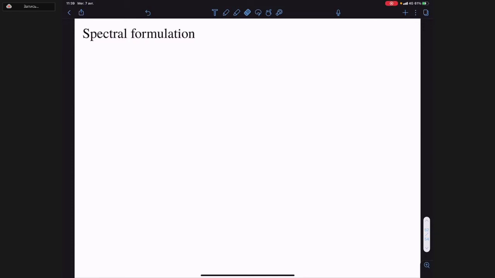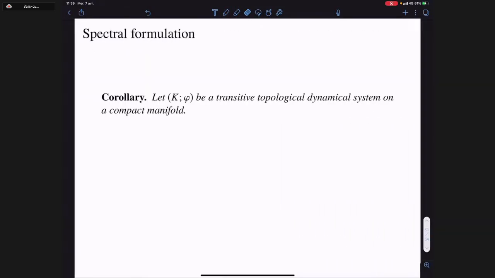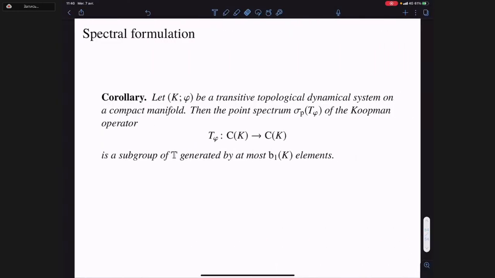So it's not surprising that you can come up with the following. Say you have a transitive topological dynamical system on maybe a compact manifold, doesn't matter. Then the point spectrum of the Koopman operator is a subgroup generated by at most b1(K) elements. And b1(K) is the first Betti number, which somehow counts the one-dimensional holes of your space. So if you had an n-dimensional torus, this would be, for example, n.